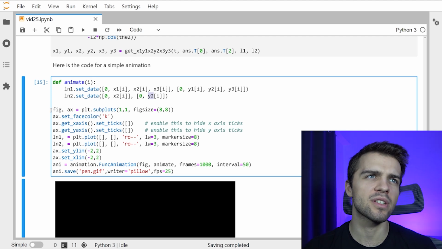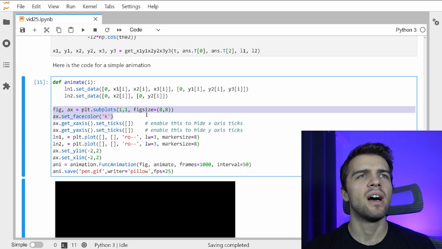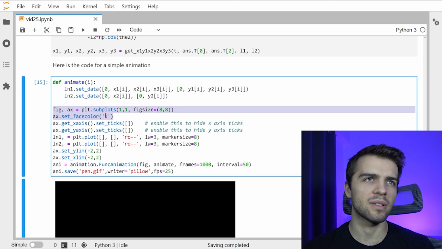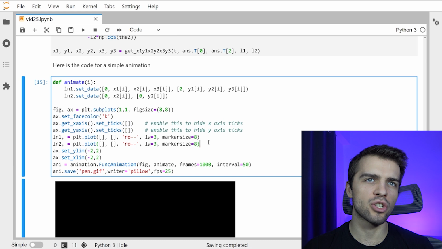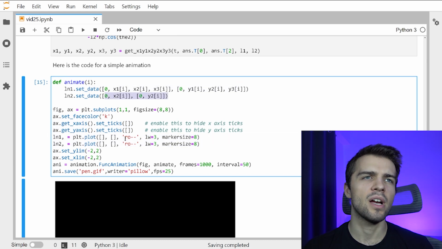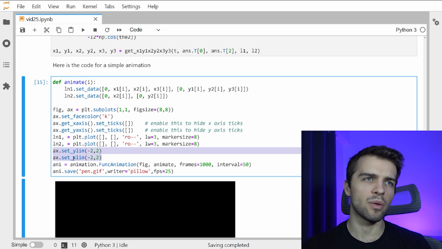Then I set up a figure as I would normally in Matplotlib. I set the background to k, so black. I turn off the x and y ticks. I start the lines with 0 data points. Remember, there's 2 lines, this one and this one. So they're empty right now, and they're formatted in a certain fashion, the line width and marker size. I set my x limit and y limit.